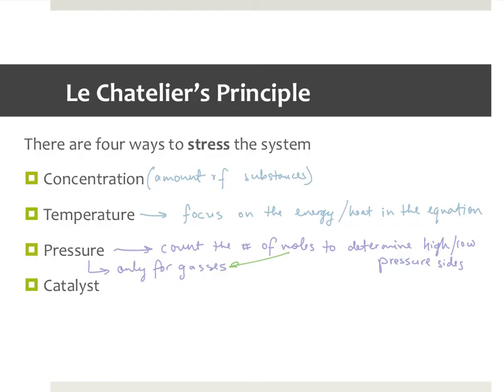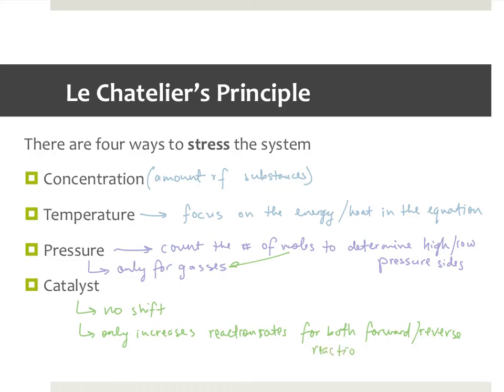And the catalyst here leads to no shift. So a lot of things remain the same. The only change here is the reaction rates. It only increases reaction rates for both forward and reverse reactions equally. So there's no favored side, no favored shift.